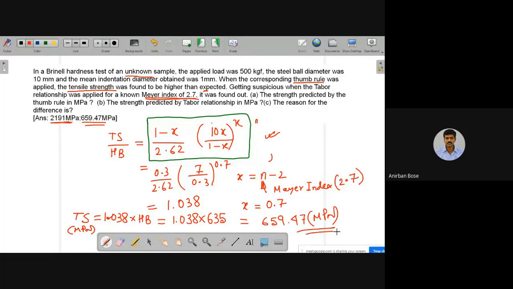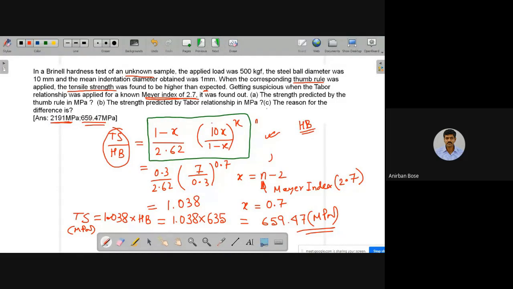I think it is not a very difficult problem. The only thing is that you have to remember the formula of the Brinell hardness number, and you have to remember the Tabor relationship, and definitely this thumb rule which is used for steel material.